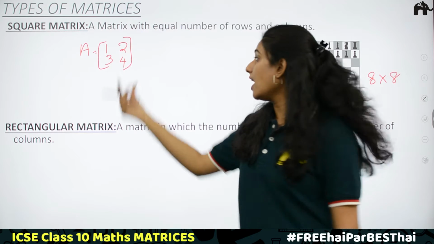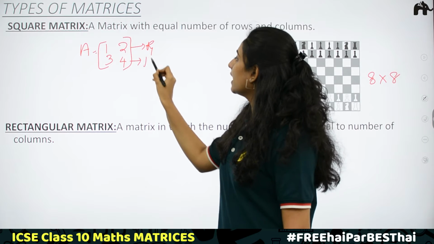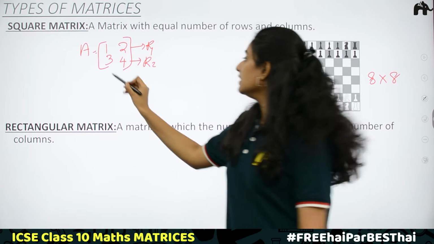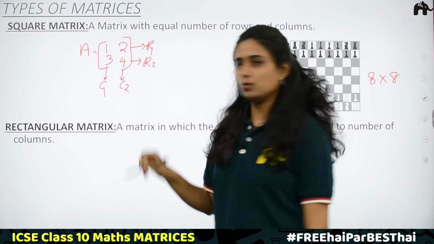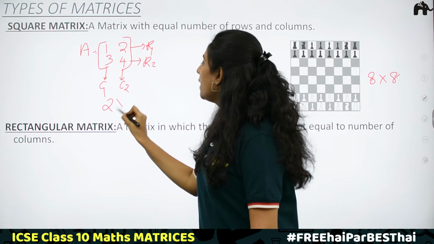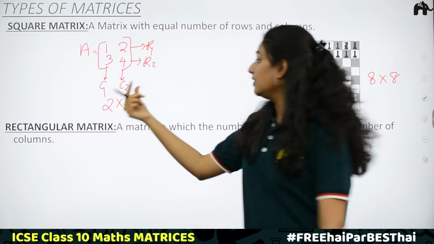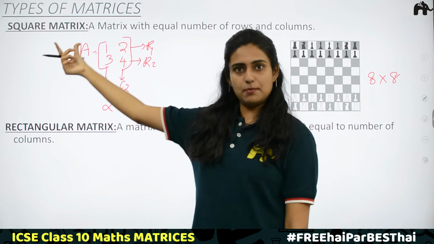Here, what are the number of rows? This is first row R1, this is second row R2. This is the first column C1, this is second column C2. Here we have 2 rows and 2 columns. That is, this is a 2 by 2 matrix. In that case, we have the number of rows is equal to number of columns. This is a square matrix.